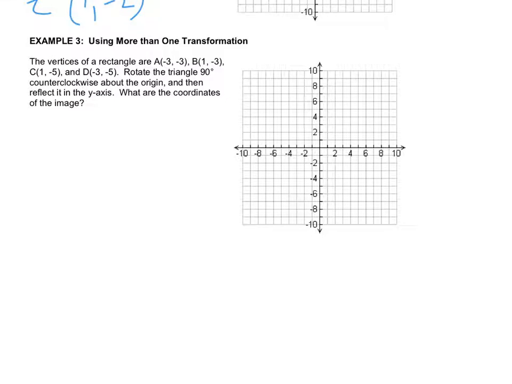On the next one, more than one transformation. It's a little bit of a challenge. So you've got to look at what you're doing. So I see first that we're rotating counterclockwise 90 degrees.